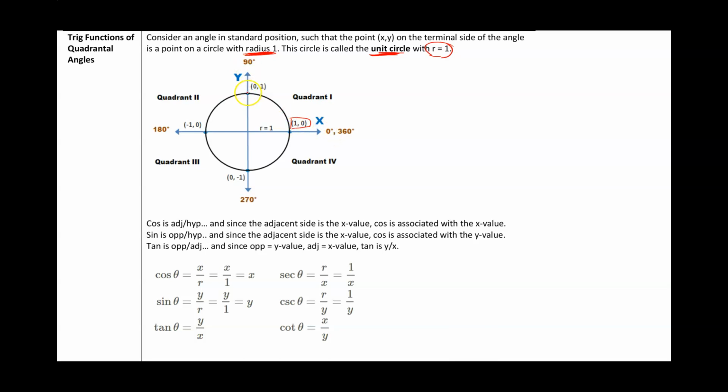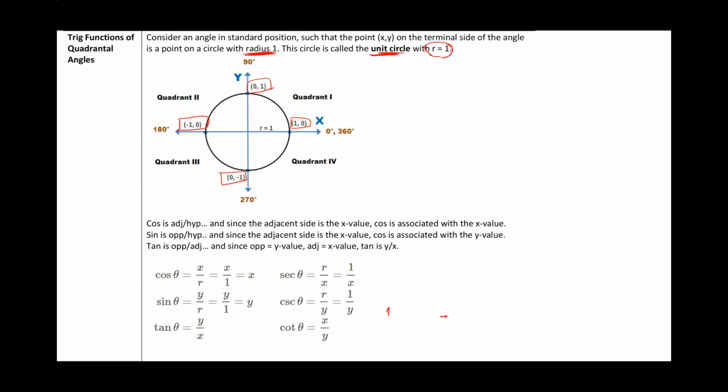For 90 degrees, this point is 0, 1. For 180, this point is negative 1, 0 because you're going in the negative direction. So this is for 180. And then finally for 270, this point is 0, negative 1. X is 0, you're going down 1, and then for 360, it's 1 and 0 again.